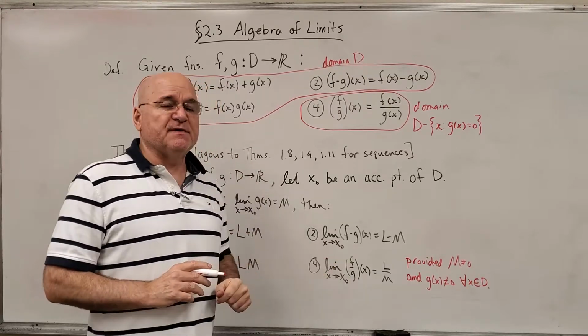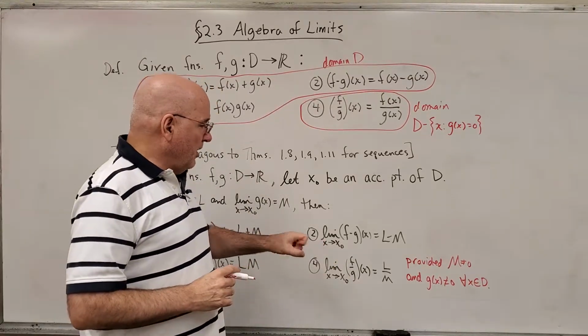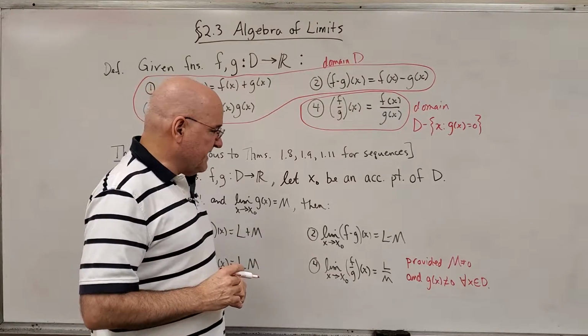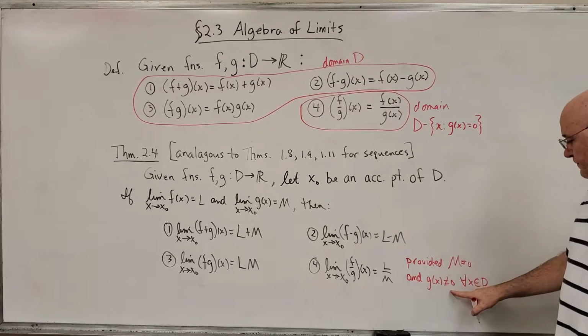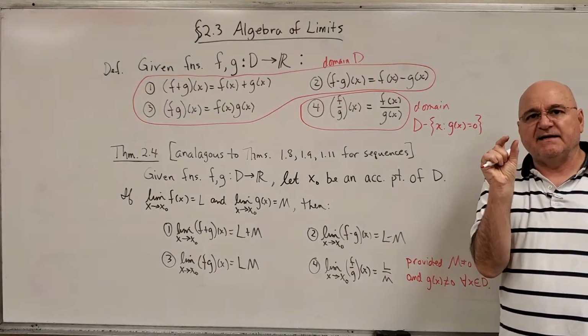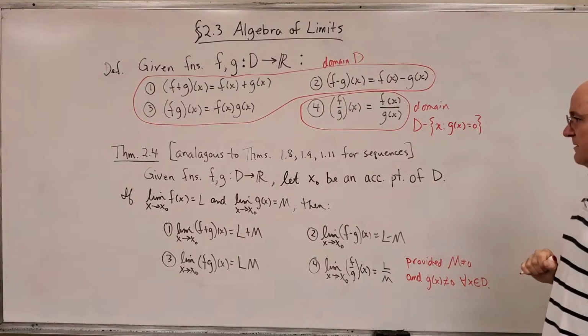That is a little bit too restrictive, and I may talk about that in a future chapter. All I really needed to say was that g of x is not equal to 0 in some little tiny neighborhood of x naught. But we'll talk more about that later.